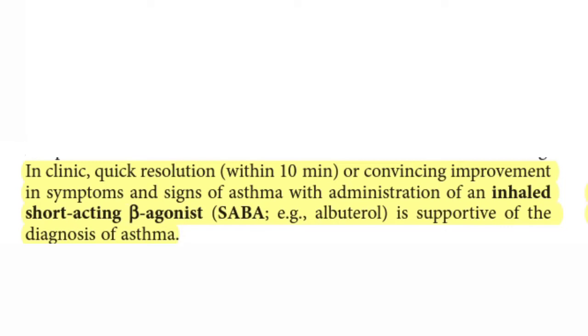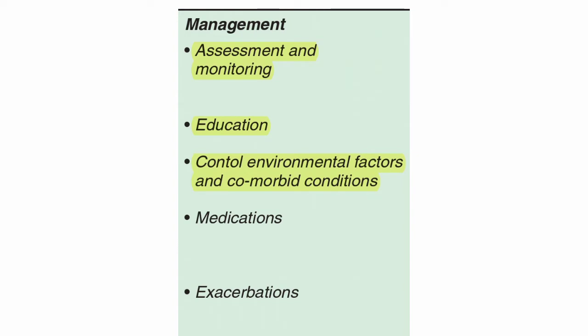So if a child comes to your clinic with a wheezy chest and you give him bronchodilator therapy in the form of albuterol, salbutamol nebulization, and there is a rapid response, the patient is likely asthmatic. So once you diagnose asthma, you will proceed next. So this is the flow, and this is basically the pattern of management of asthma.